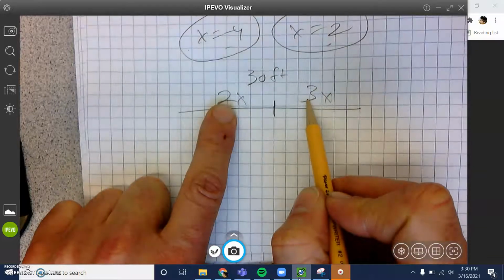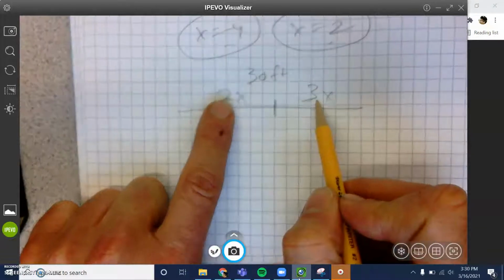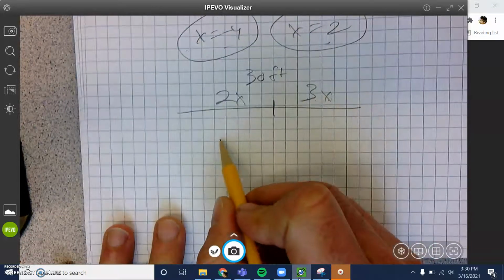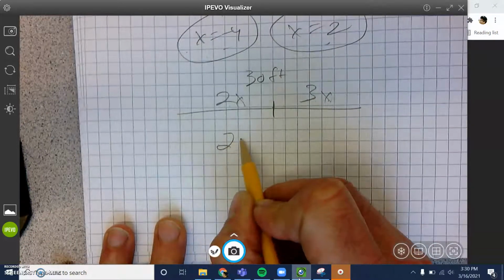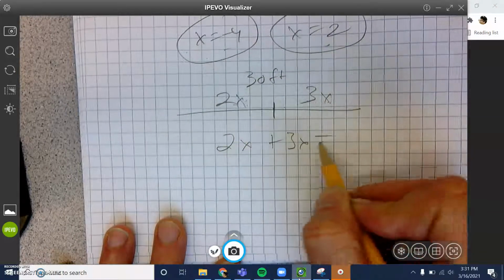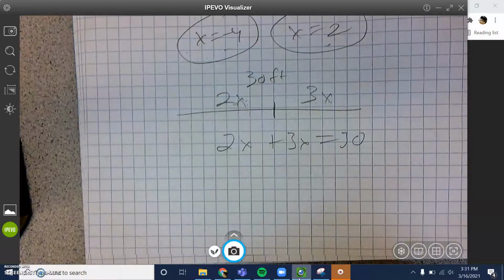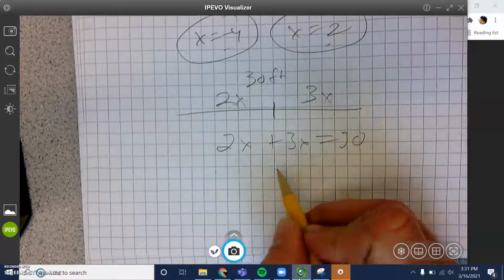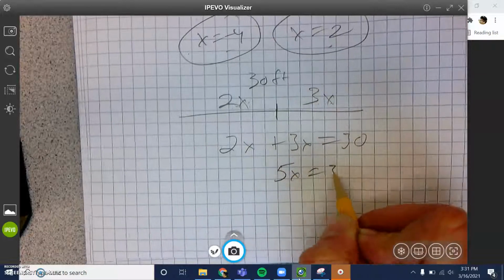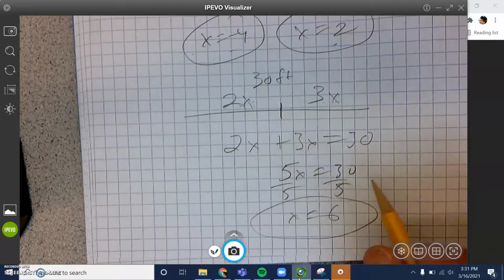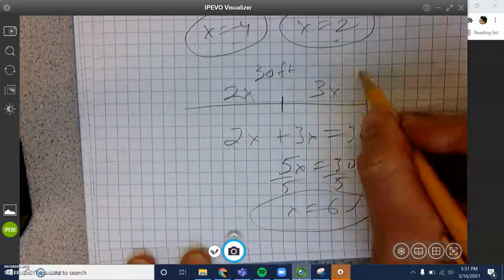Because obviously it's not 5. It could be double this, triple this. So the x is just a multiplier here. So we're going to go 2 times x, 2 times something, plus 3 times something equals 30. You might have figured that a different way, but this is an algebraic way of finding out. So 2x and 3x is 5x equals 30. Divide by 5, x equals 6. 6 is not the answer. 6 is just the multiplier.